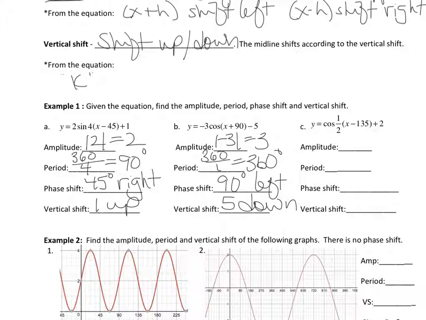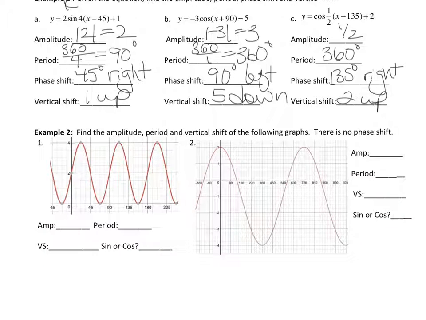Why don't you try part C on your own? Hit pause and give it a shot. Hopefully you found out that the amplitude was 1/2, the period was 360, phase shift 135 degrees to the right, and the vertical shift is 2 up.